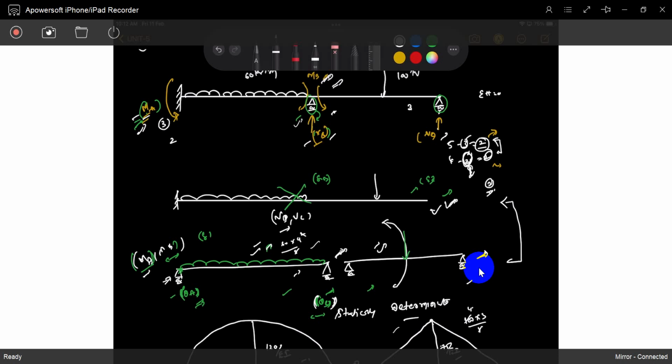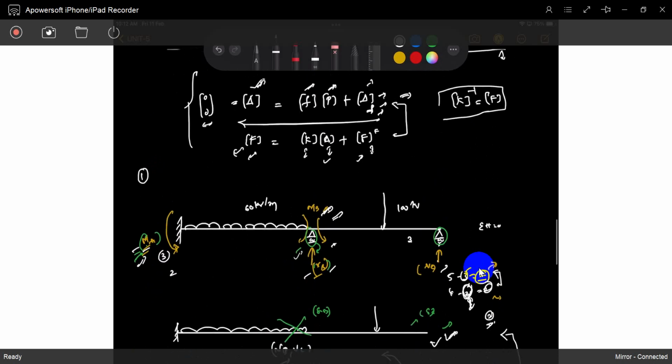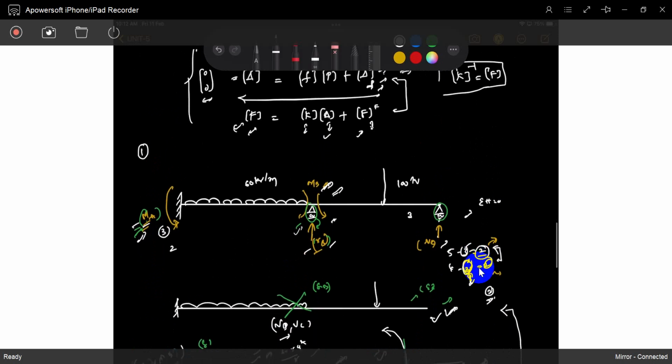Okay, we will start. Once again I will show you the problem. This is the problem. 60 kilonewton meter, same problem. 100 kilonewtons, 3 meters, 4 meters.